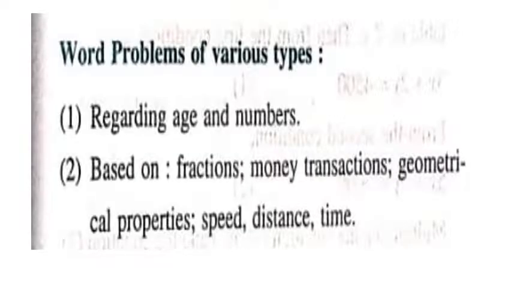Now in word problems, you have sums based on the following types. The very first type is regarding age and numbers. So most word problems will have comparison of ages of 2 persons, father, mother, son, daughter, or any 2 persons, age comparison would be there. Secondly, it will be based on fractions, money transaction, geometrical properties, speed, distance, or time.